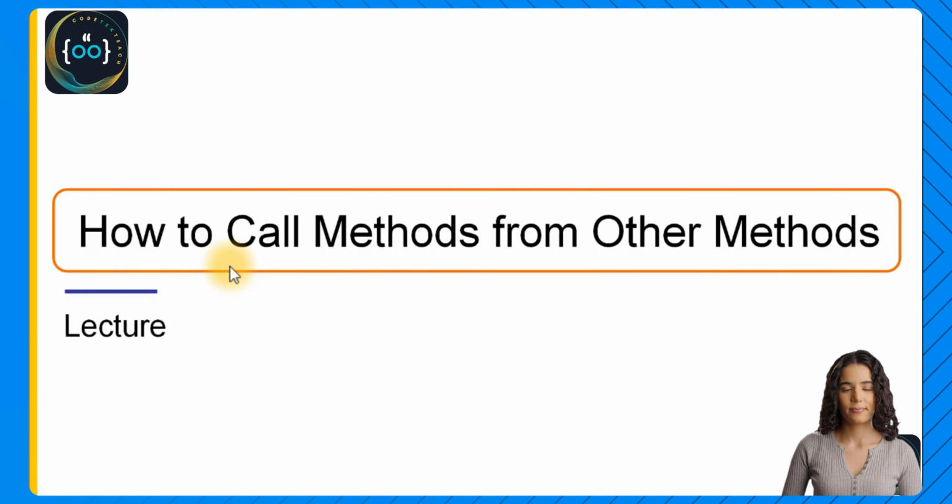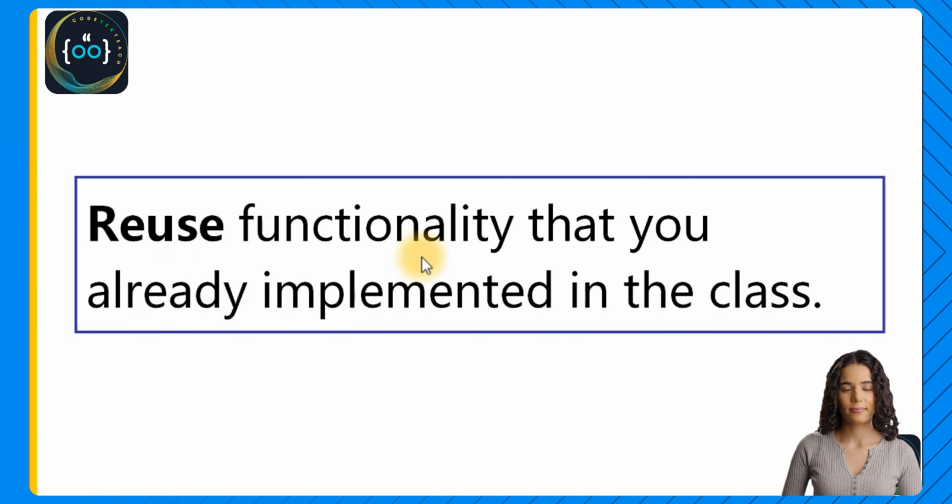Another very helpful tool that we can use in Python is calling methods from other methods. This way, you can reuse the functionality that you already implemented in the class. If you already wrote some code to do something in your class, then you can reuse that code by calling the method in your class, in another method.